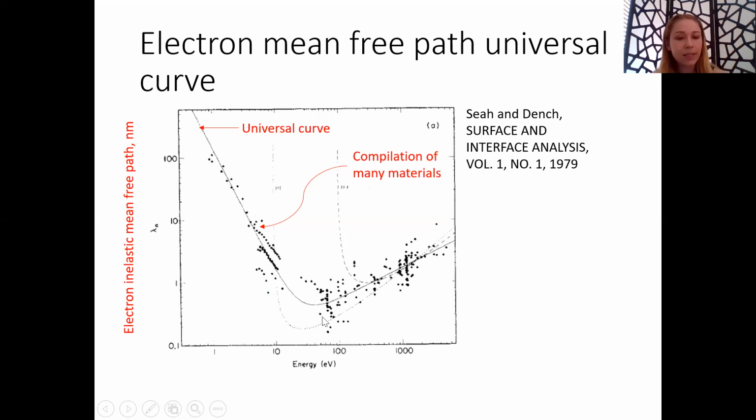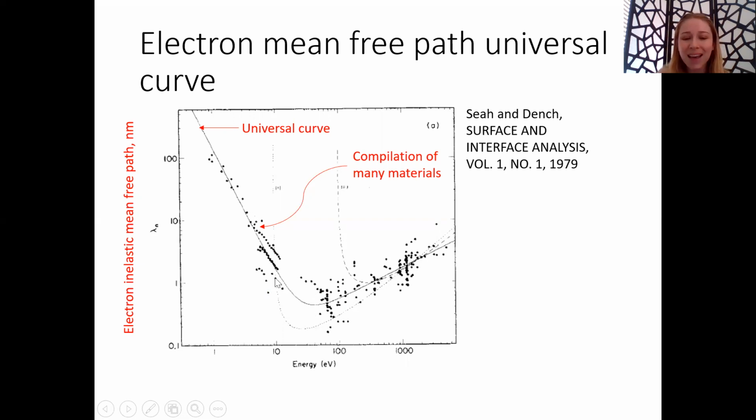So the x-axis is energy. It's kinetic energy of the electrons. You can also view it as the photon energy of the light, because at this point the electrons are still in the material, so they haven't lost a work function worth of energy yet. So this is called a universal curve. It's cited a whole lot in ARPES literature.